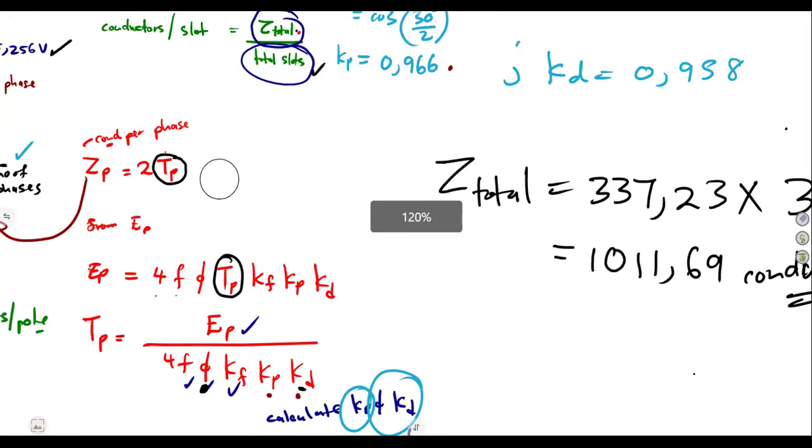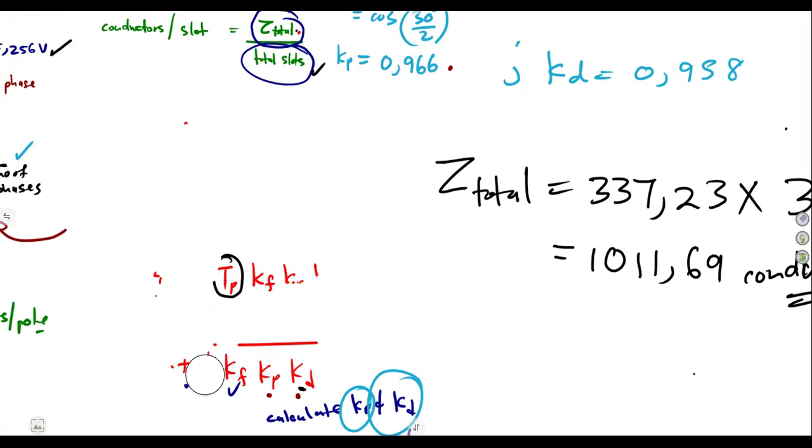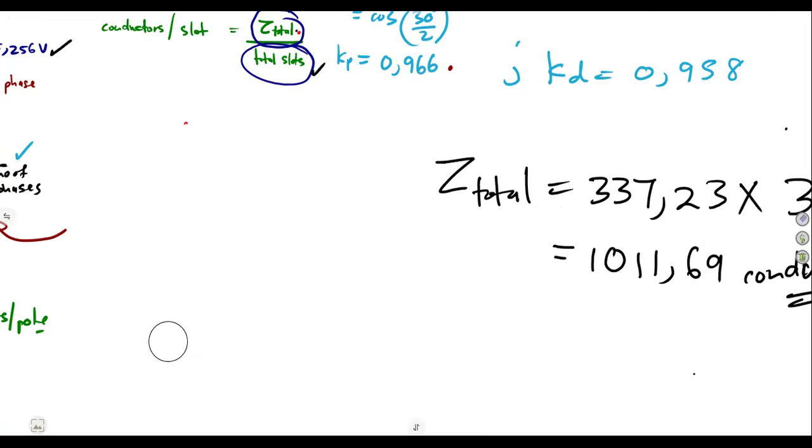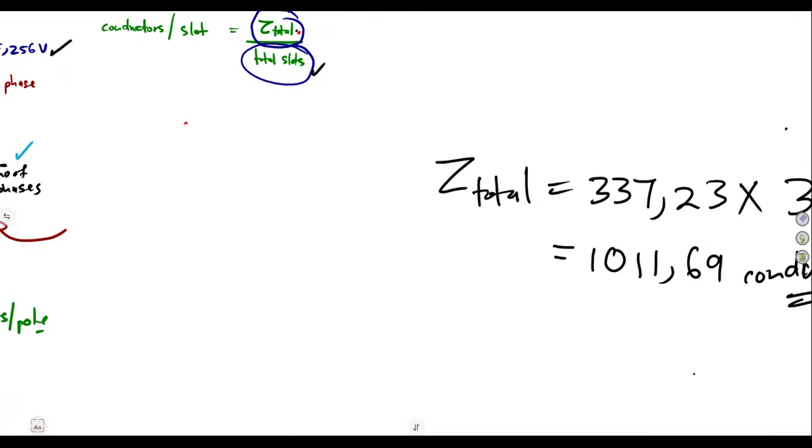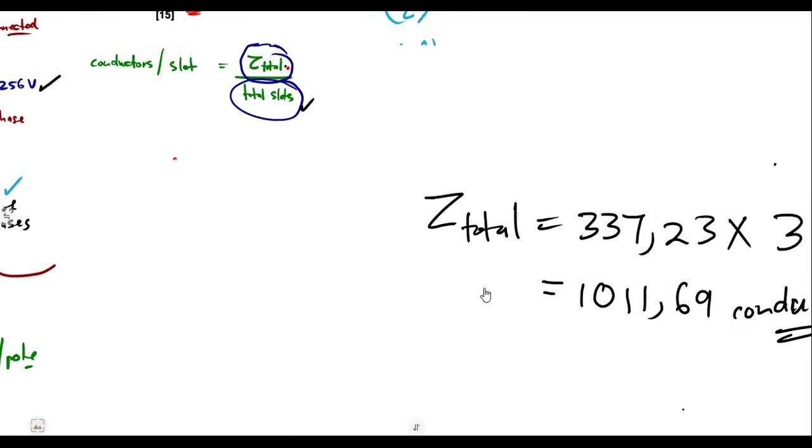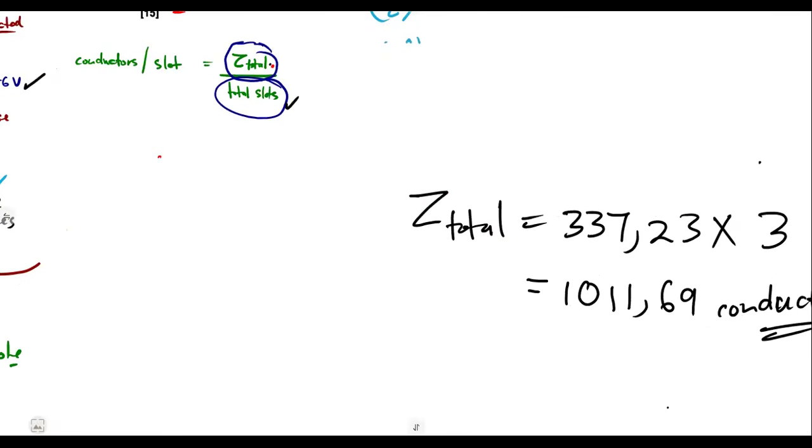So that is how you reverse, guys. You just have to be careful in your presentation. You reverse everything until you get to the question. Your question was conductors per slot. Now we have got that total, so you substitute. So therefore, the conductors per slot. I don't know how I'm putting the T there.